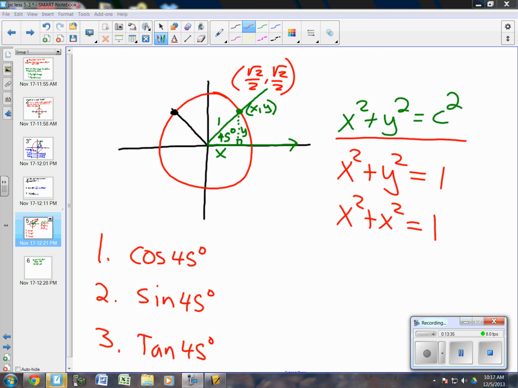And I have this equation right here. Now I only have one variable. I can solve for that variable. I can add those two together and get 2x squared equals 1. Divide both sides by 2 and I get x squared equals 1/2. I take the square root of both sides. Remember that? I take the square root of both sides and I get x equals the square root of 1/2.